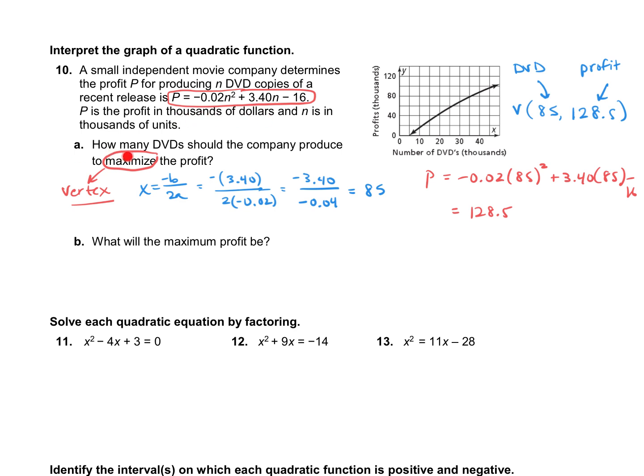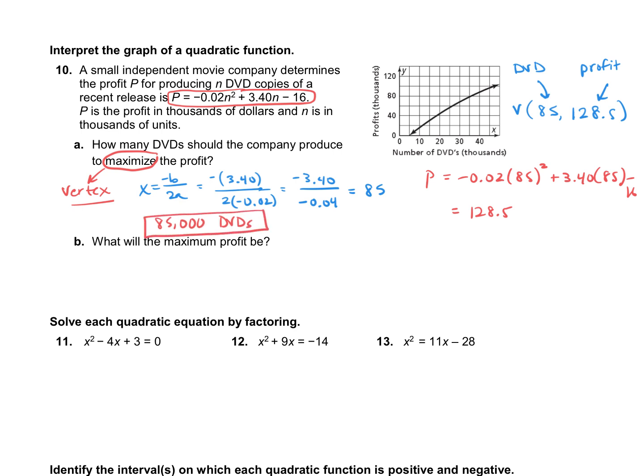So question A, how many DVDs should the company produce to maximize the profit? This is where the profit is maximized. That's going to be, let's see, this is a negative a value. This will be the highest point on this parabola. And how many DVDs does it take to reach the maximum profit? Well, that's what our 85 is telling us. That 85 or 85,000 DVDs.